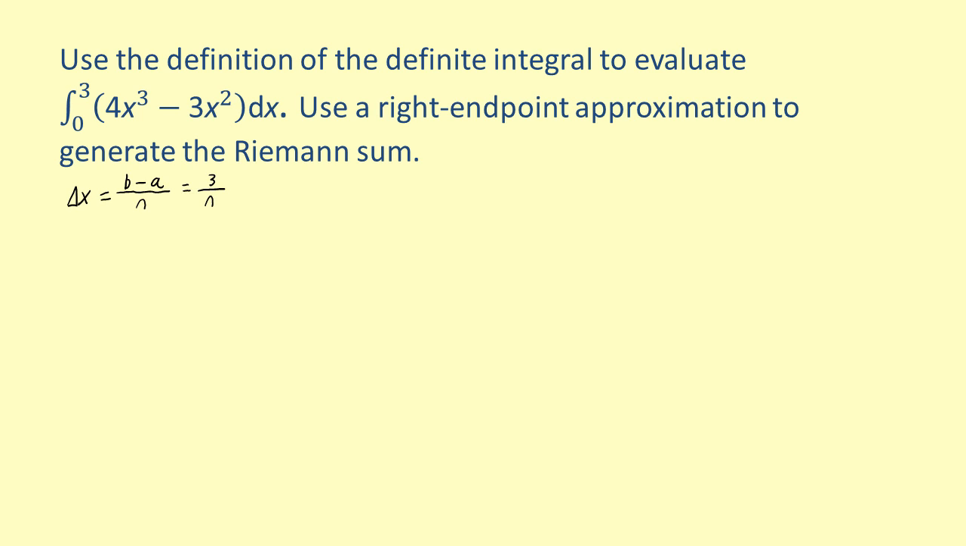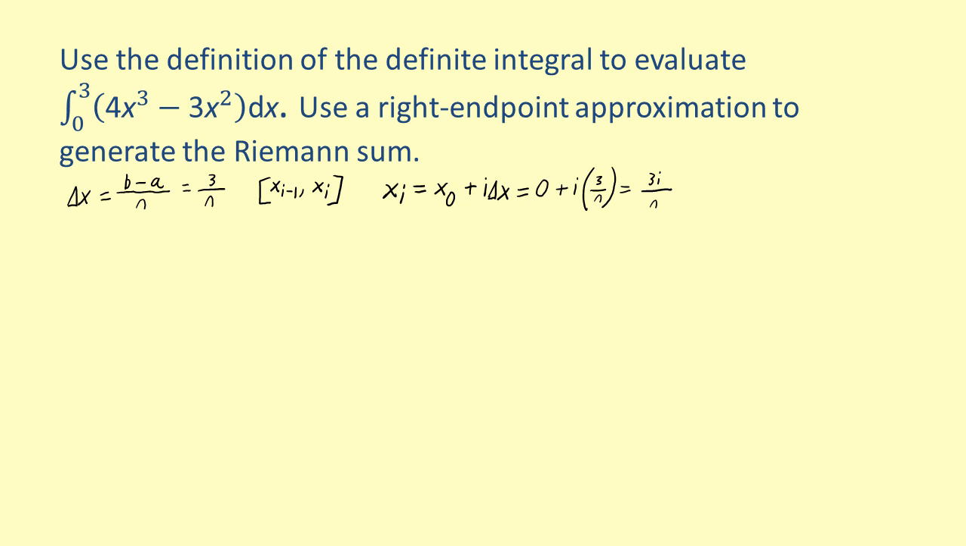Now, since we are finding the right endpoint approximation, we need to calculate the function values at the right endpoint of the interval from x_{i-1} to x_i. We know that x_i is equal to x_0 plus i times delta x. Substituting, we get 0 plus i times 3 over n, which is equal to 3i over n.